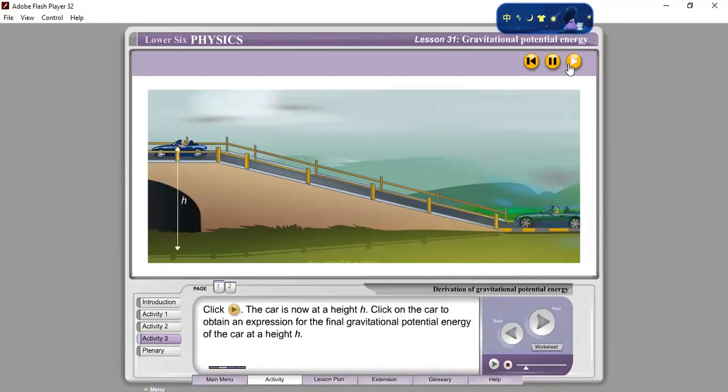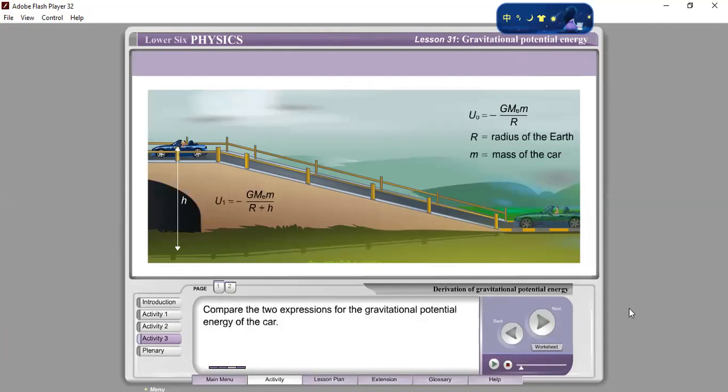The car is now at a height h. Click on the car to obtain an expression for the final gravitational potential energy of the car at a height h. U1 equals negative GM over R plus h. Compare the two expressions for the gravitational potential energy of the car.